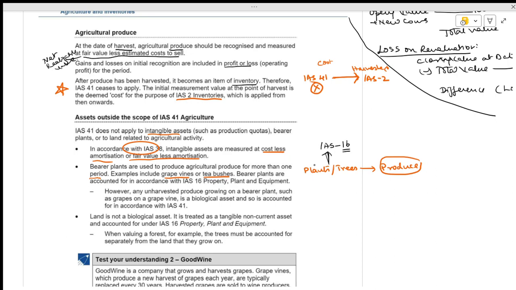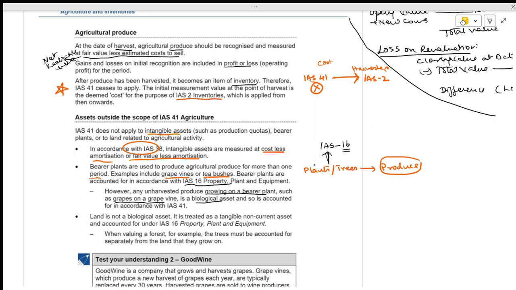Is it right? This is treated as IAS 16. That's what it says. Bearer plants are accounted for in accordance with IAS 16. That is an asset for you which is going to give you returns for more than 1 year. However, any unharvested produce growing on a bearer plant, such as grapes on grapevines, is a biological asset.